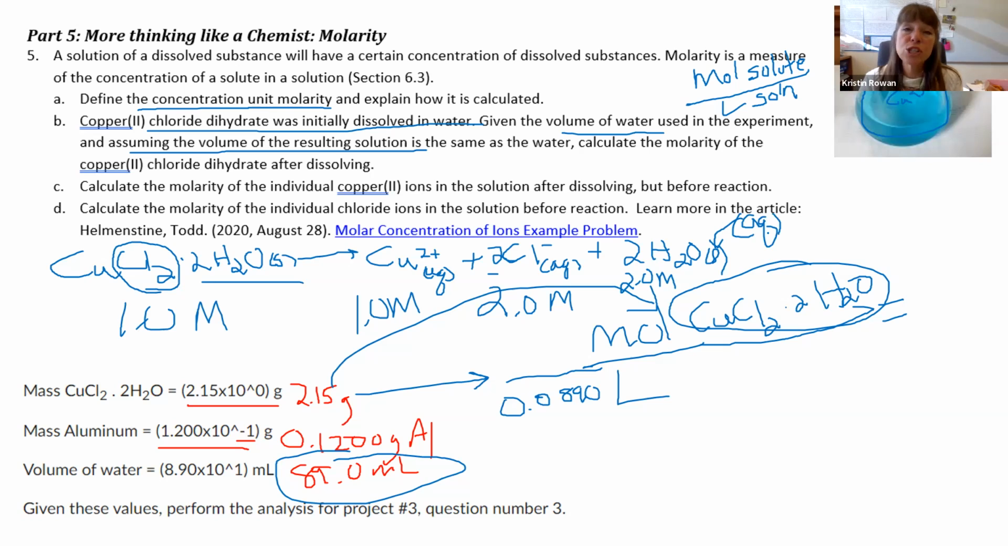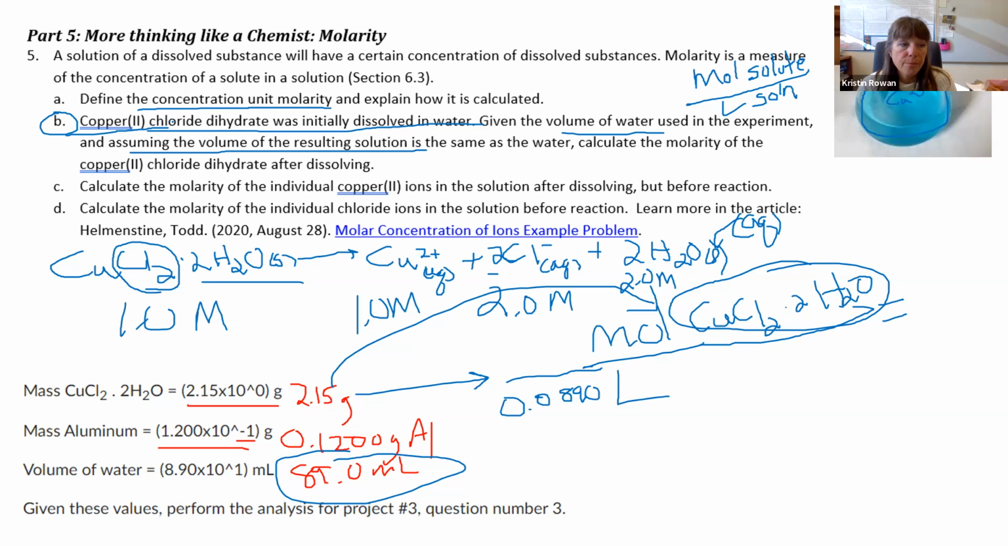It's just differentiating between the waters that came from there and the waters that were already in the water that it dissolved in. Anyway, so that's probably brought us to the next. We just did kind of letter B here. Copper 2 chloride dihydrate was initially dissolved in water. Given the volume, and assuming the volume doesn't change, calculate the molarity of the copper 2 chloride after dissolving.